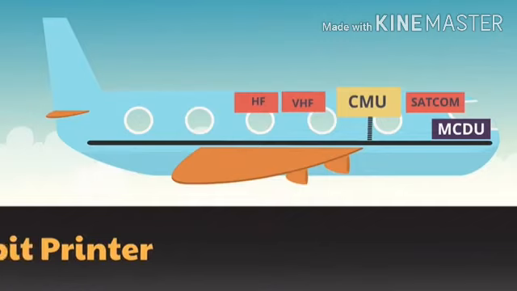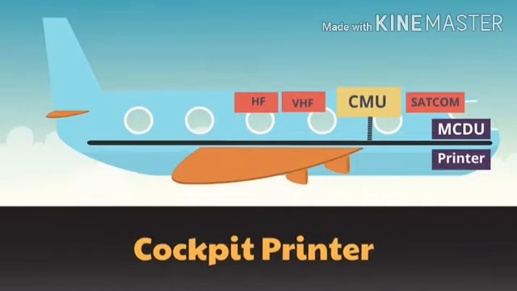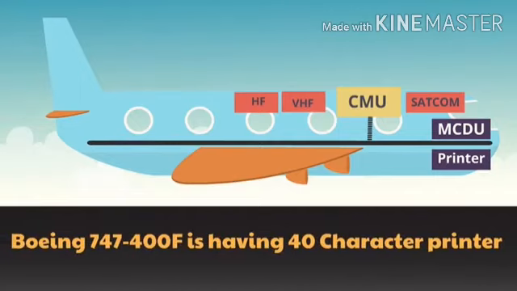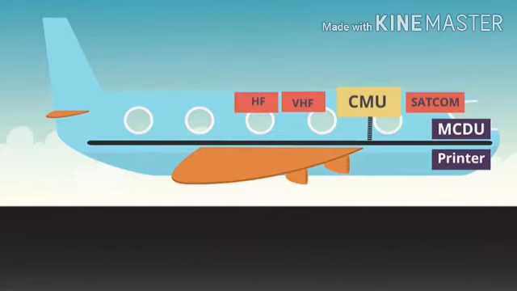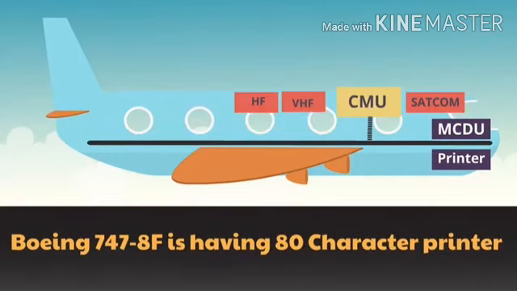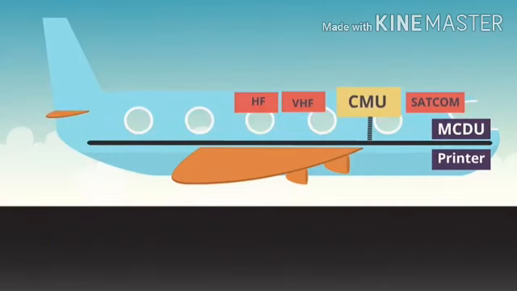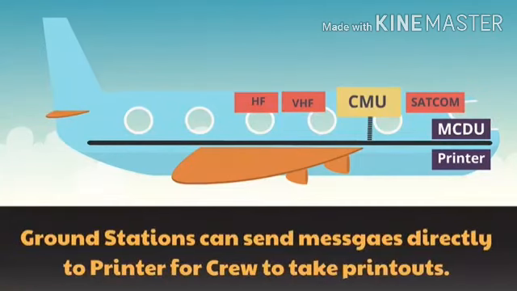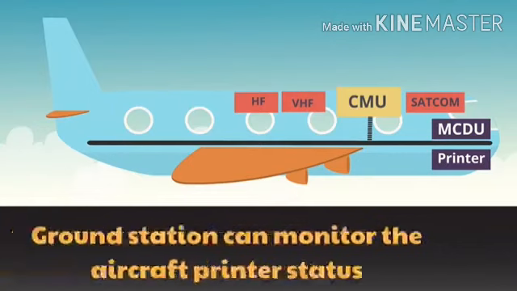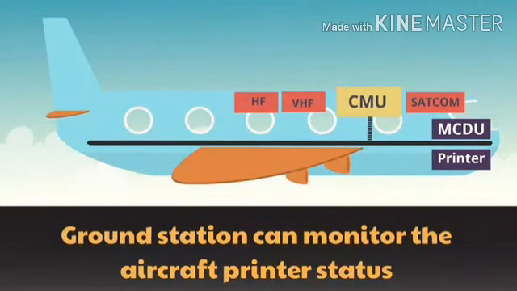Printer. Most of the aircrafts are equipped with a printer. Their size will vary depending on aircraft equipment. For example, Boeing 747-400F aircrafts are equipped with a 40-character wide printer. Meanwhile, Boeing 747-8F aircrafts are equipped with an 80-character printer. Messages from the ground can be sent directly to the printer. Once sent to MCDU, then the flight crew can decide to print. Some equipments provide printer status information to the ground computers.